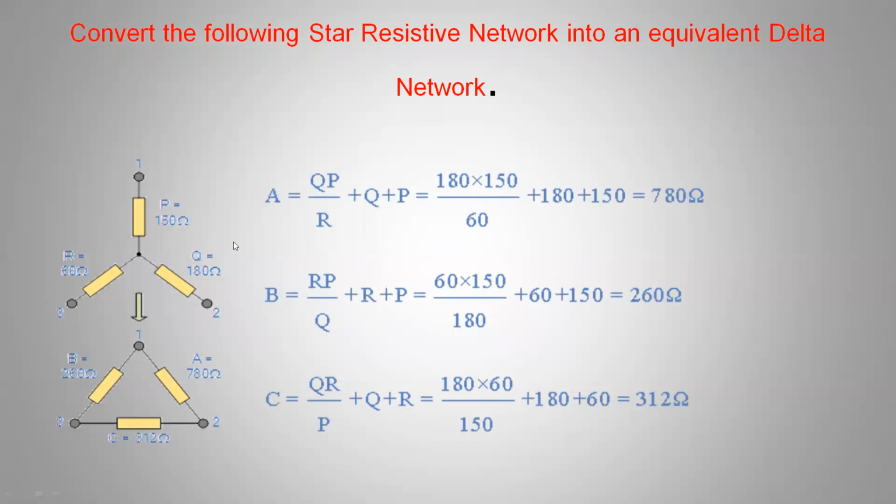So A is equal to Q into P. You are multiplying two resistors. You are calculating the first one. You are multiplying 1 and 2 by the remaining.